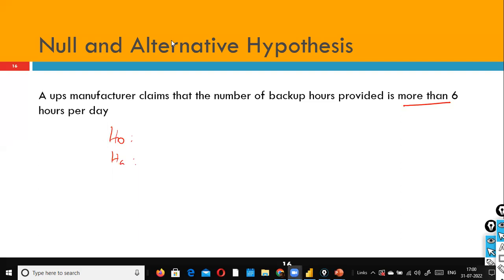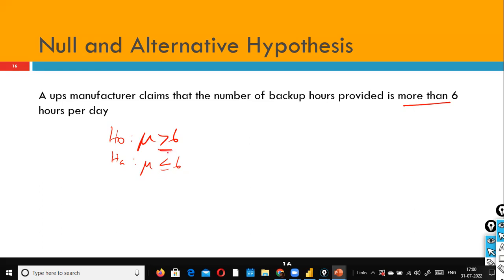100 gram contains more than 100 gram. Okay, more than 100 gram. Lesser than or equal to. Okay, so Mugilan has made an attempt. Okay. Is more than 6 hours per day. The manufacturer claims that the number of backup hours per day is more than 6 hours per day. So we say like that this one is greater than 6 and mu is less than or equal to 6. So you want to say no, it is 6 hours or it is less than 6 hours.